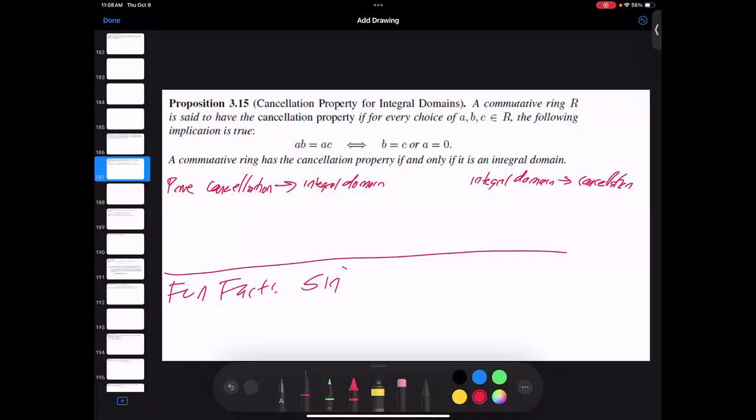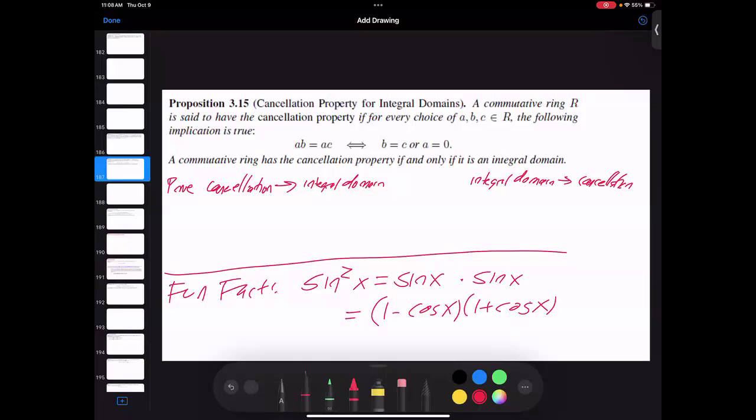Can somebody factor sine squared x? Can you write sine squared x as a product of functions? Sine x times sine x. It also equals 1 minus cosine x times 1 plus cosine x. Because if you multiply this out, you would get 1 minus cosine squared x. And since sine squared plus cosine squared is 1, sine squared is 1 minus cosine squared.